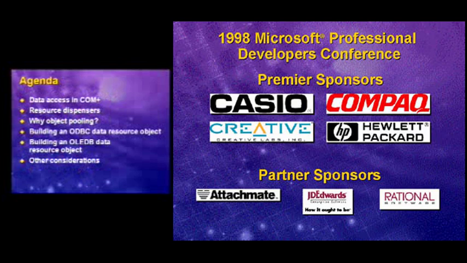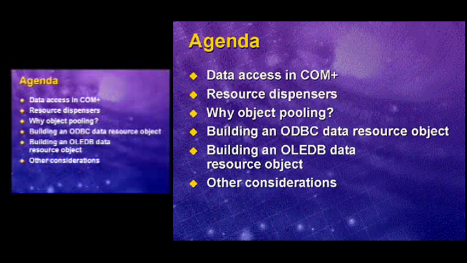The agenda for today is to go over at least two and possibly three pooled database access resource objects using the COM+ object pooling model. I'm going to talk about data access in COM+. I'm going to talk about the predecessor that still exists to pooled objects, which is very useful, called resource dispensers, and I'm going to talk a little bit about how those work. If you don't know how the internals of a resource dispenser work, you'll know now. Then I'm going to talk a little bit about why object pooling. Why would you ever want to do object pooling if the resource dispenser architecture is so wonderful?